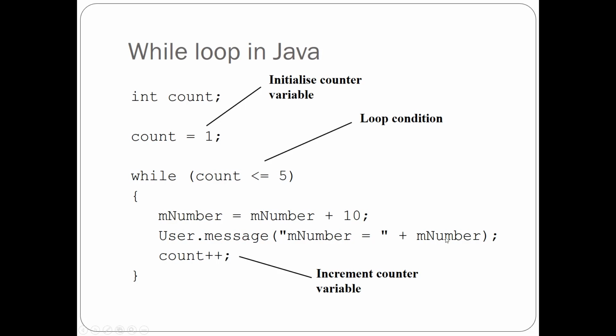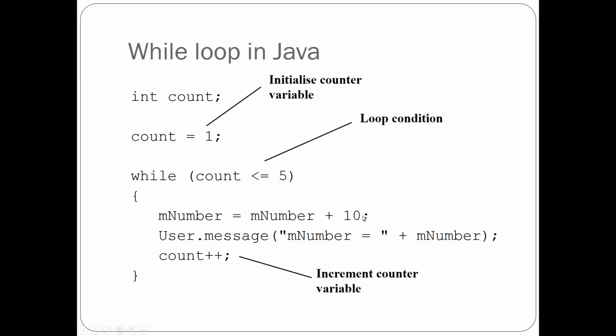output the value of number in a user.message box, and then add 1 onto count. So basically the next time that we come round from here, count now has a value of 2 because we've added 1 onto it. 2 is less than or equal to 5.